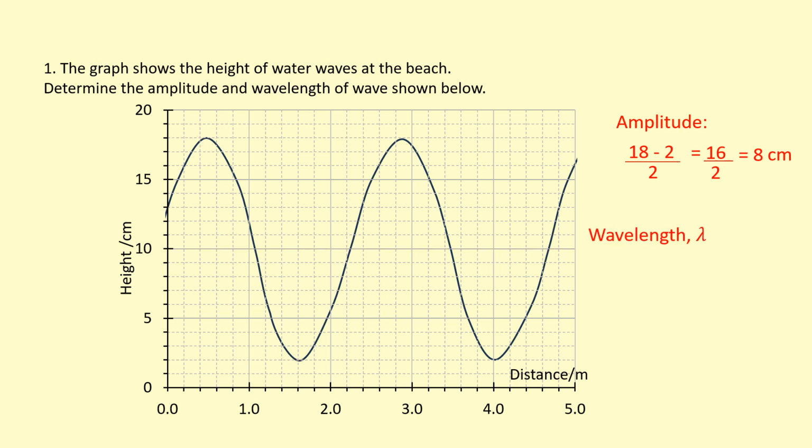Okay, now for the wavelength. So I'd say in this case, the easiest way to measure the wavelength is just to measure from the bottom of the peak to the bottom of the next peak here, because that's very close to the axis. I can just read off it. So there's 1.6 on the left and 4.0. So 4.0 minus 1.6, and that's in meters. So the wavelength is 2.4 meters.